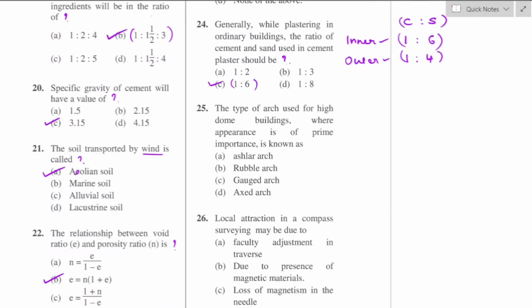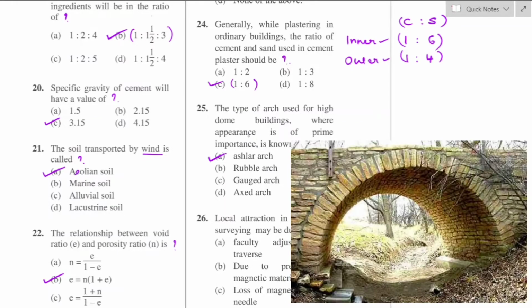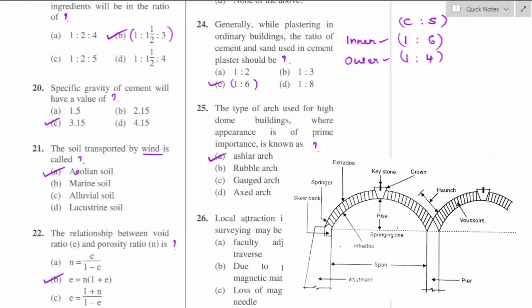Question number 25. The type of the arch used for high dome buildings where appearance is of primary importance is known as. Ashlar arch. Option A is the right answer. In this type of the arch, stones are cut to proper shape of voussoirs and fully dressed and then joined with a cement mortar. Basically, these types of arches are used for aesthetic appearance and decoration purpose.